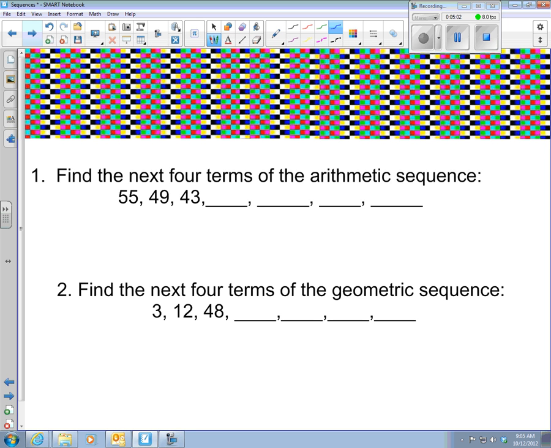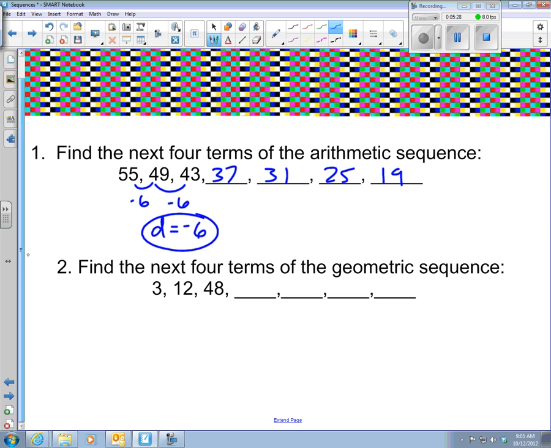Well, 55 to 49. Looks like we're going down by 6's. So I'm adding a -6. So my common difference is -6. I'm adding -6 each time. So 43 plus -6 is 37, 31, 25, and 19. It's important to recognize that that's a -6. You're going down.